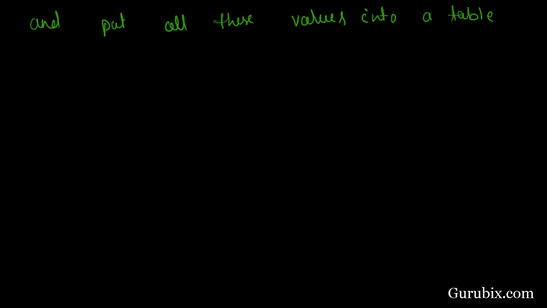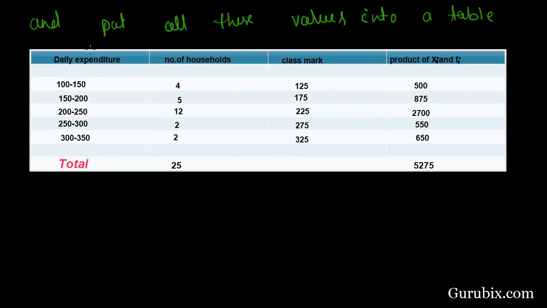Let's draw a table. In this table, there are four columns. The first column is daily expenditure. The second column is number of households, which is our fi. The third column is class mark. And the last column is the product of xi with their corresponding fi.